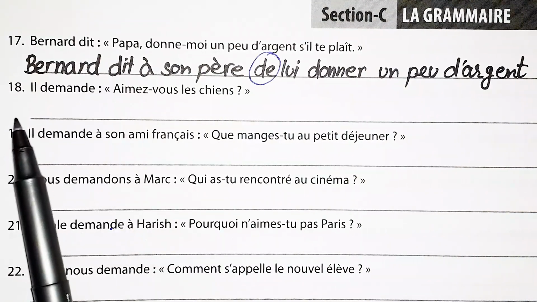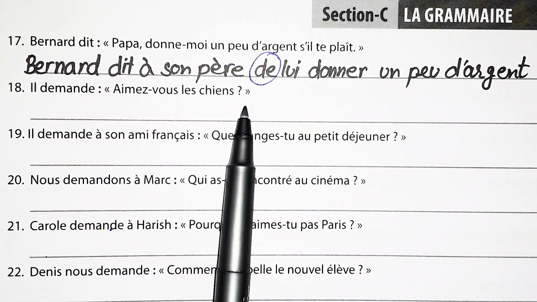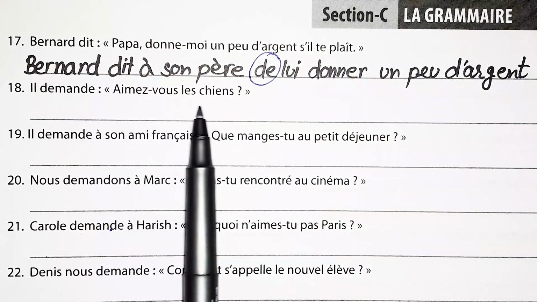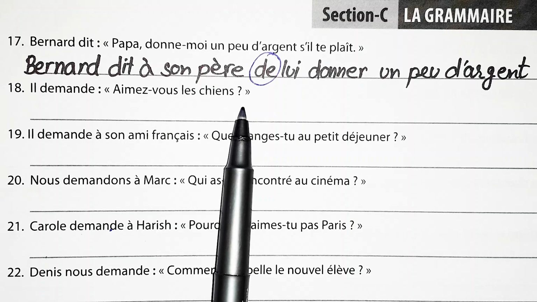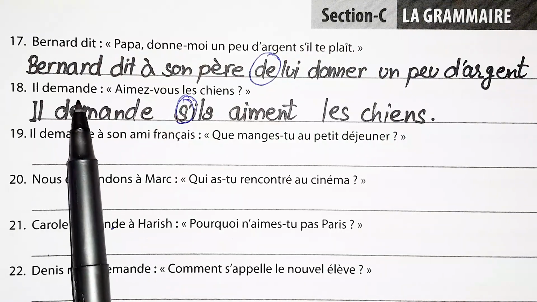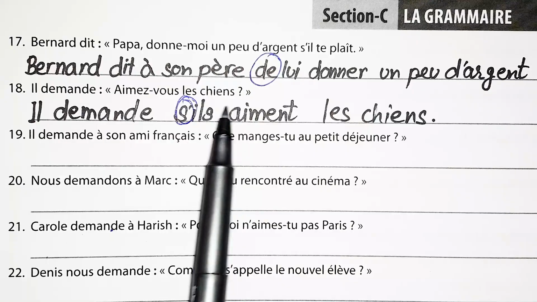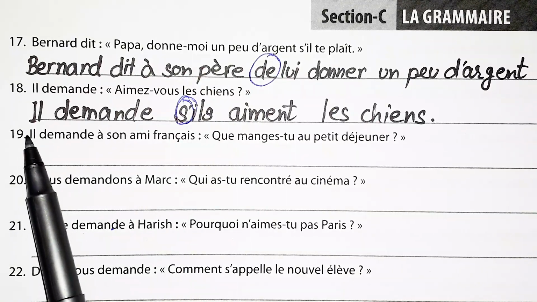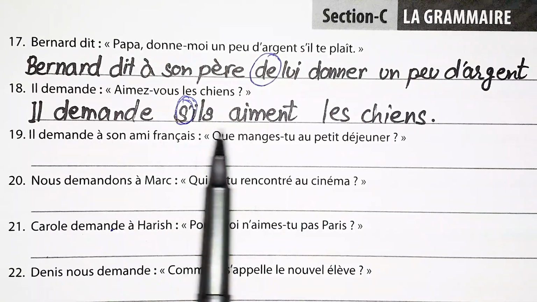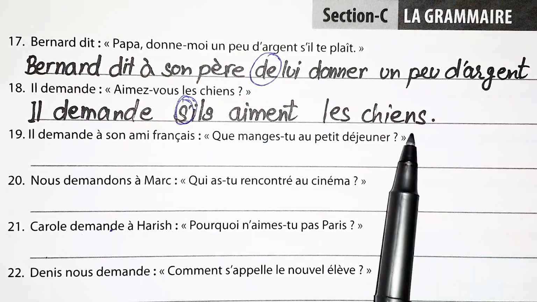Okay. Now the next one is il demande, aimez-vous les chiens? Now it's a question statement. Aimez-vous les chiens? And it answers in either yes or no. So we'll use si to join both the sides. Il demande, aimez-vous les chiens? He is asking, do you like dogs? And after changing it, it is like il demande s'ils aiment les chiens. He is asking if they like the dogs.